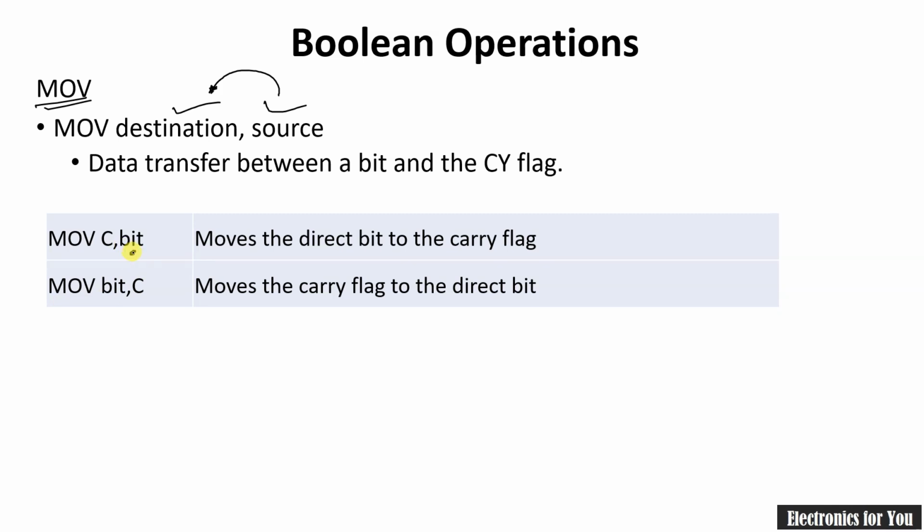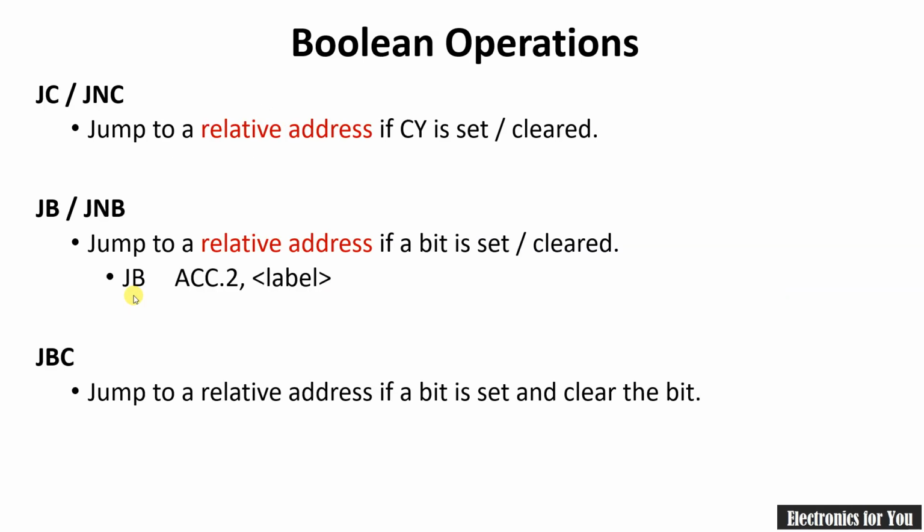Here the source is indicated on the right hand side, and it will copy the content of this bit into the carry flag. Similarly, MOV bit comma C means the carry flag has content, and it will be copied to the bit indicated here. Other instructions are related to branching operations also.